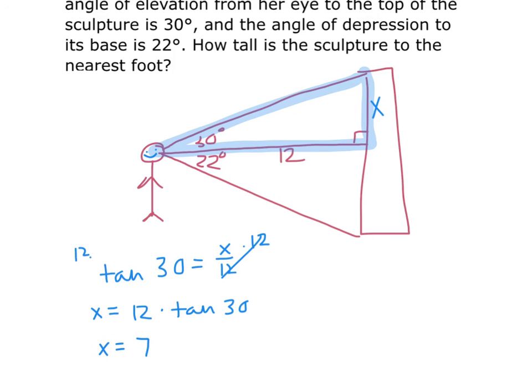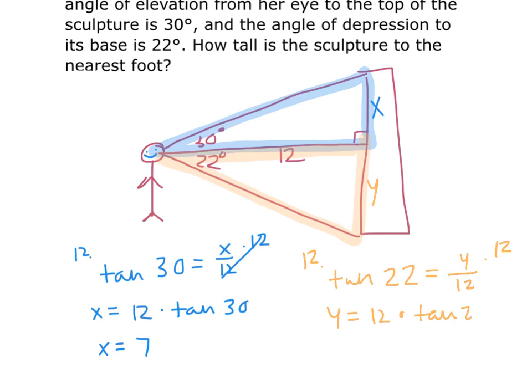Okay, now we need to find the bottom triangle. You gotta do the same thing. So let's call this part y. And we're going to do the same thing. So are we going to do tangent again? Yes. So tan of what? Tan of 22 equals y over 12. Perfect. We can multiply both sides by 12. So we get y is equal to 12 times tangent of 22.